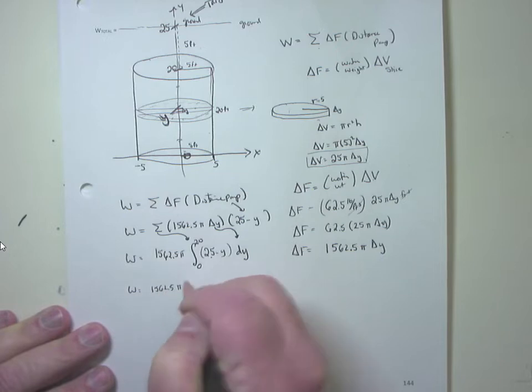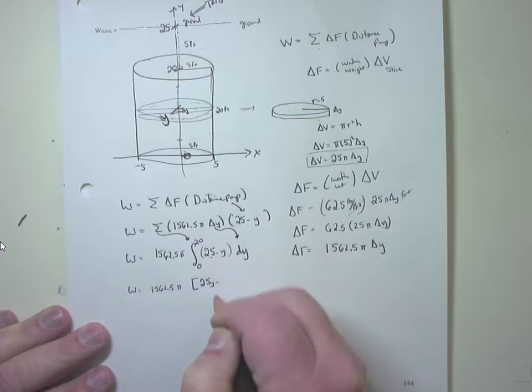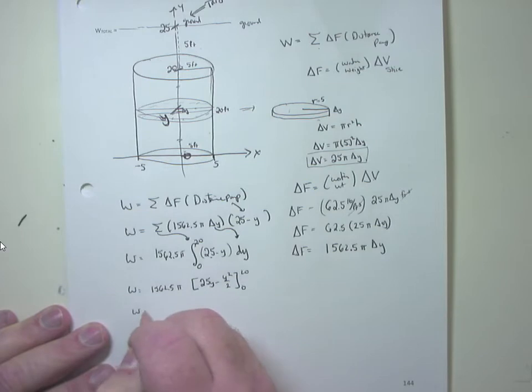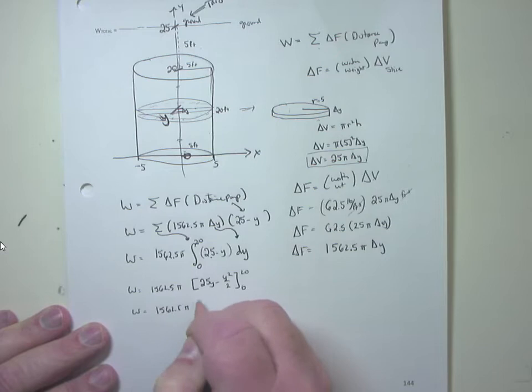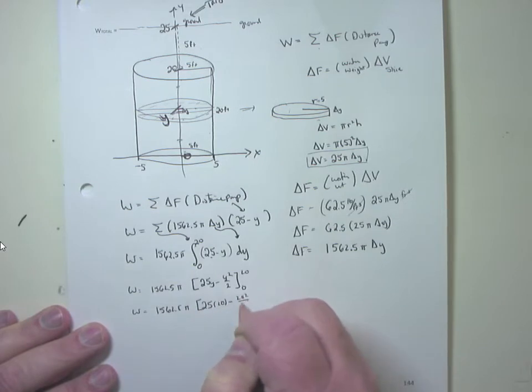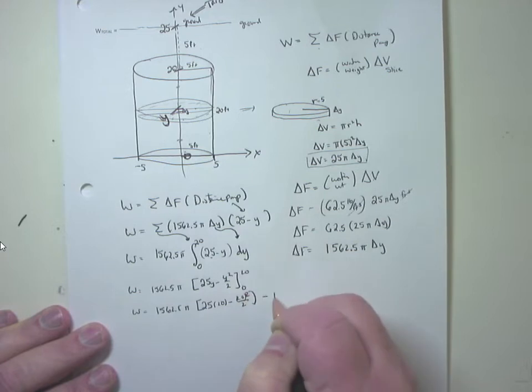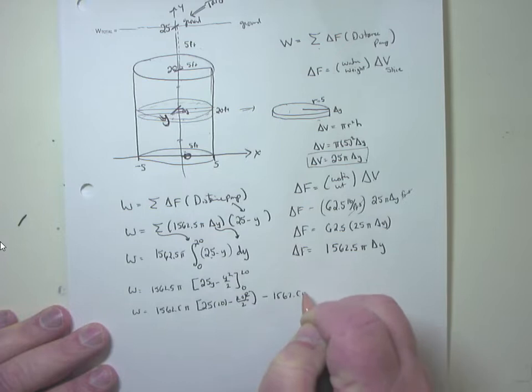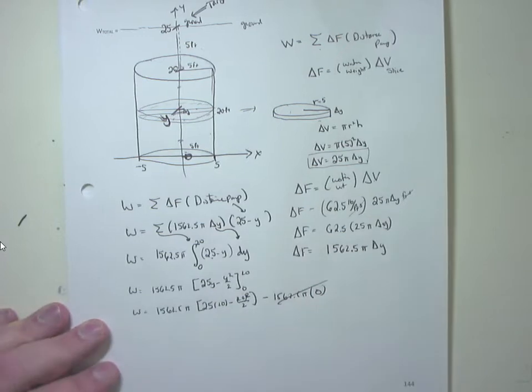1,562.5 pi. Integral of 25 with respect to y is 25y minus integral of y is y squared over 2, evaluated from 0 to 20. According to the fundamental theorem, you plug in top minus bottom, plug in bottom. So this is 1562.5 pi times 25 times 20 minus 20 squared over 2 minus 1562.5 pi times, when I plug in 0, pretty much I get 0 and that part goes away.